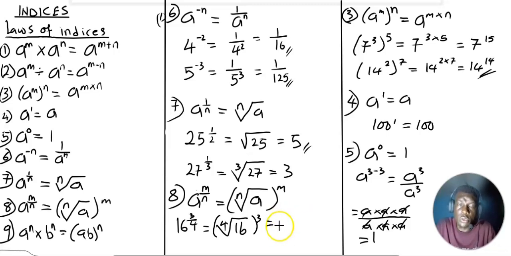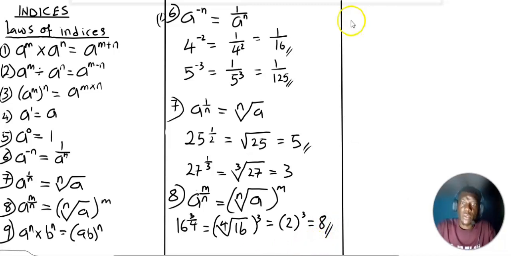Right? So the 4th root of 16, by now you should know how to find square root, cube root, 3rd root and 4th root, whatever. You should know how to find that. If you don't know how to find that, I'll make a video on that to help you understand this better. Now, the 4th root of 16, you can punch it in your calculator. The 4th root of 16 is 2. So that's going to be 2 raised to power 3, and 2 raised to power 3 is equal to 8.